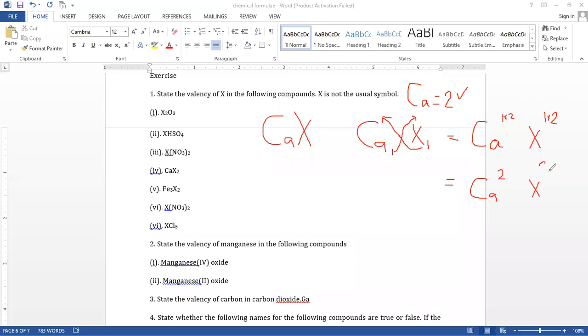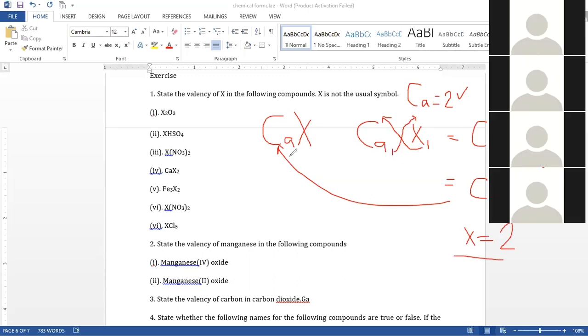You see, again, when you cross multiply them, because there are 2 2's, you divide through to get 1 1, which will give me my formula back. But from here, it confirms that the valence of X is equal to 2, because it is only 2 that would enable this formula to be 1 1 after dividing through by a 2.